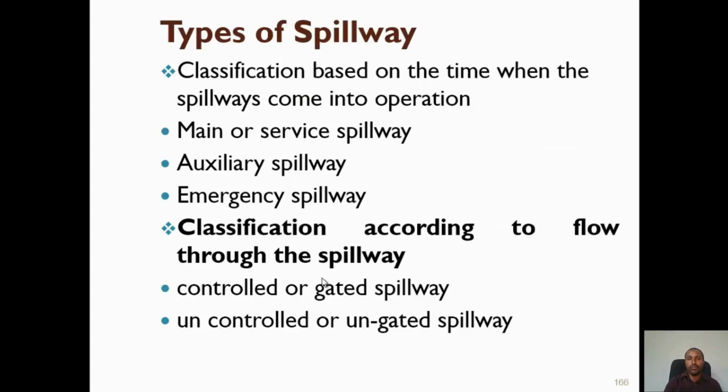Okay, so let us see now the types of spillway. Classification based on the time when the spillways come into operation: you have the main or service spillway, the auxiliary spillway, and the emergency spillway. So you may provide 2 or 3 spillways: main or service spillway, auxiliary spillway, and emergency spillway.